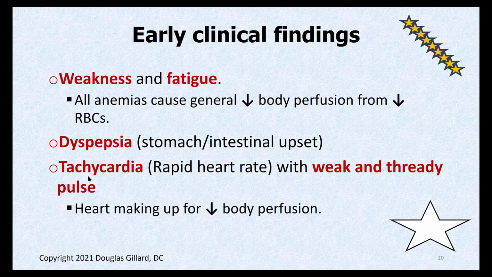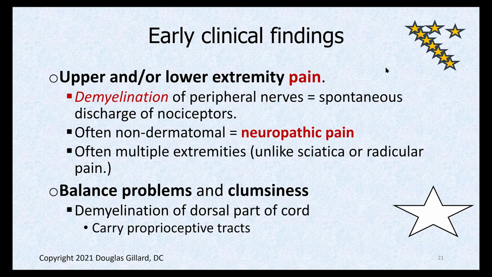Tachycardia? Yeah, tachycardia. Very good, with that weak and thready pulse. What else? Well, if they have demyelination problems with the nerves, those demyelination spots are going to create the signal of pain. There's going to be a depolarization. And so they're going to start having some weird pain in different areas of their lower legs or of their upper arms, or maybe even across the chest. It's going to be in a non-dermatomal pattern.